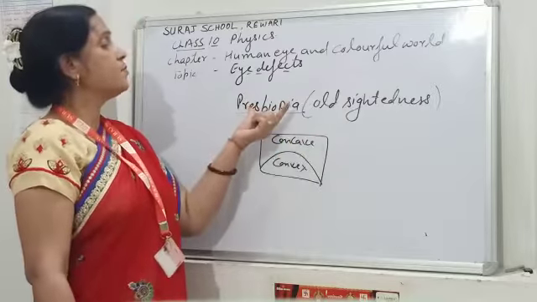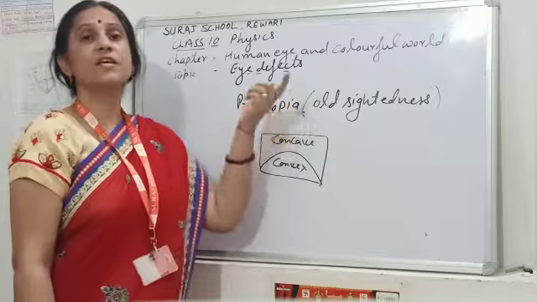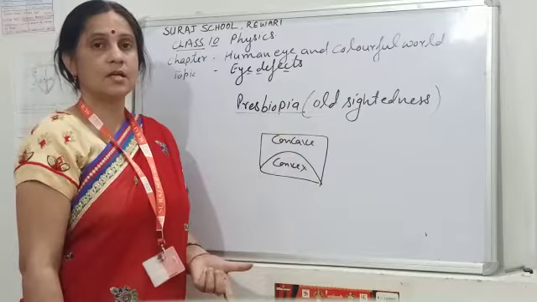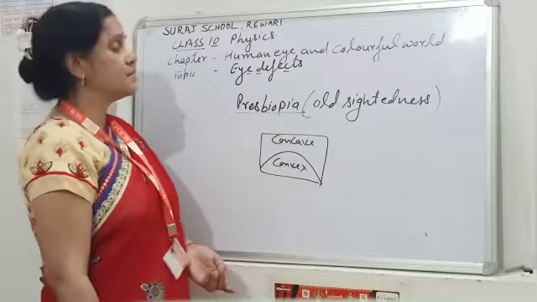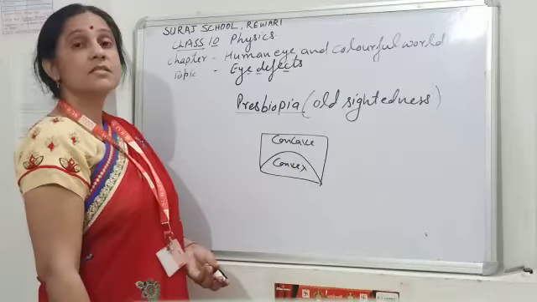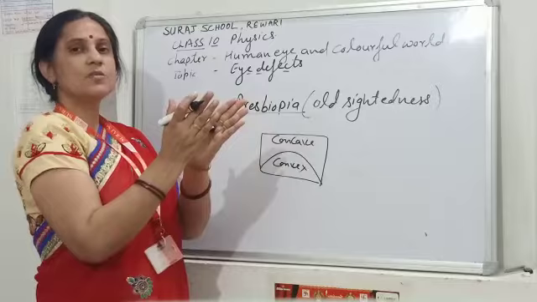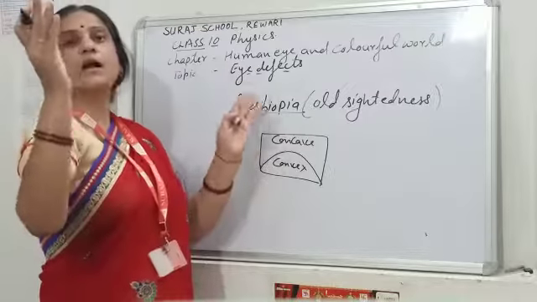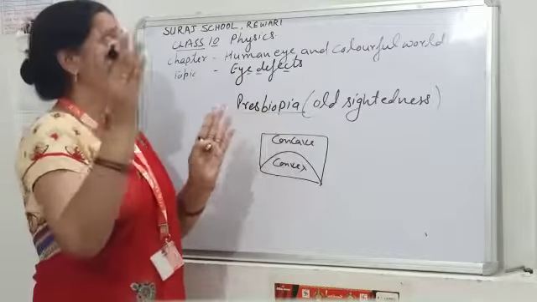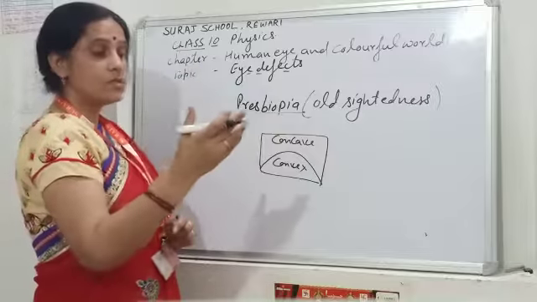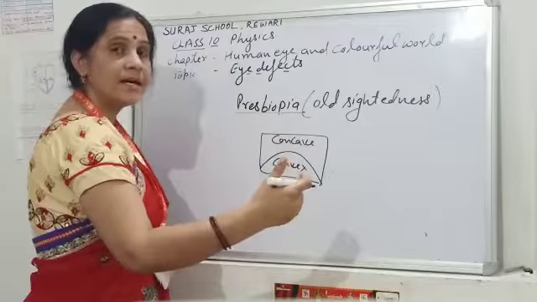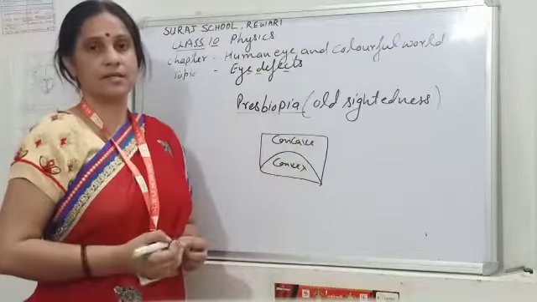Students, presbyopia arises due to the weakening of ciliary muscles. If the ciliary muscles become weak, then the ciliary muscles could not adjust the focal length of the eye lens to very small and very large values. That's why the person could not see nearby as well as far objects clearly.